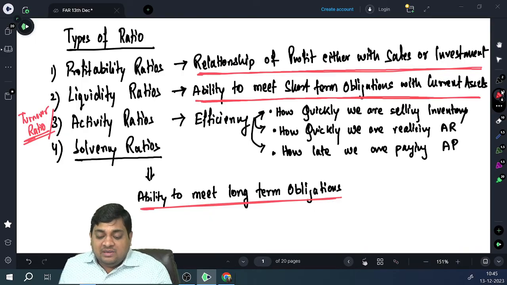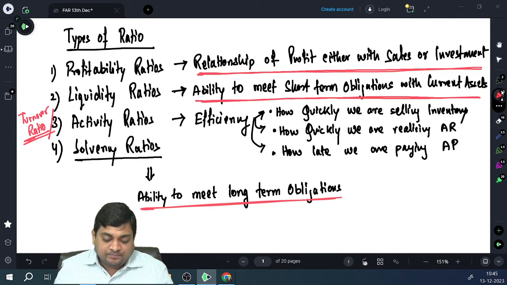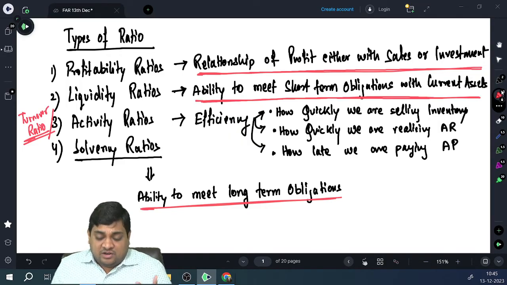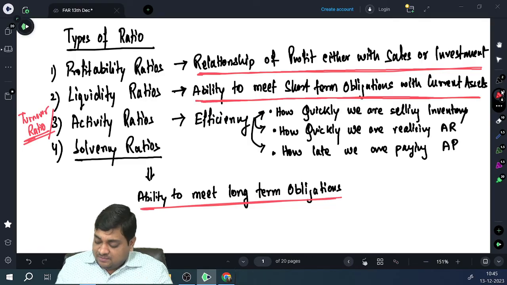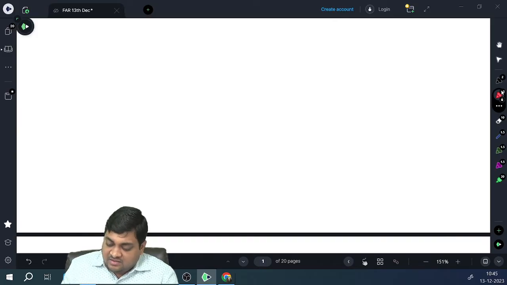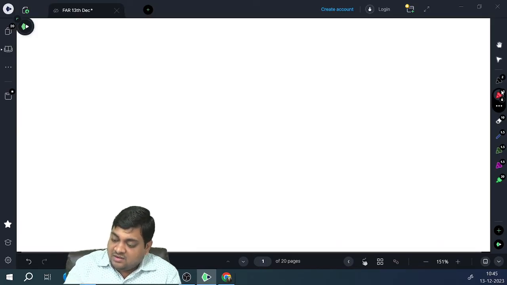And solvency means the ability to meet your long term obligations such as debentures, right? So 3 or 4 years down the line you might have to repay your debenture holders. So these ratios will help you find out whether you have sufficient funds to pay them off or not, right? Okay, so we will be talking about one ratio after another. First of all, we'll be taking up the profitability ratios, and then we'll be talking about the liquidity ratios.